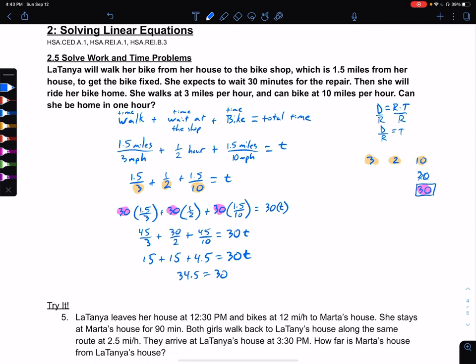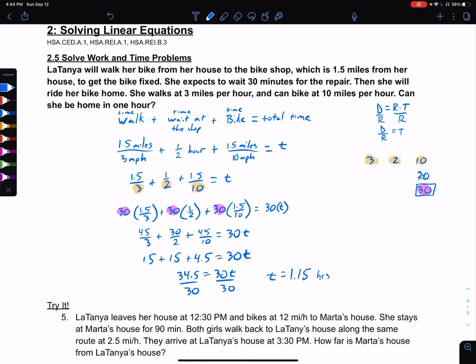That would be equal to 30t. And to solve for t, I would divide each side by 30. So t will be equal to 1.15. Now, we need to figure out, all right, what did t represent? T was the total time of our trip. So we spent a total time on this trip of 1.15 hours.